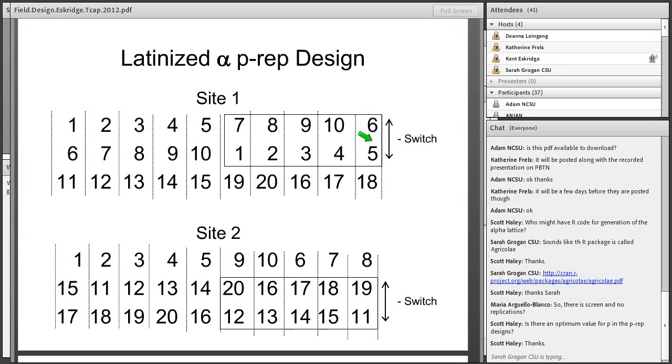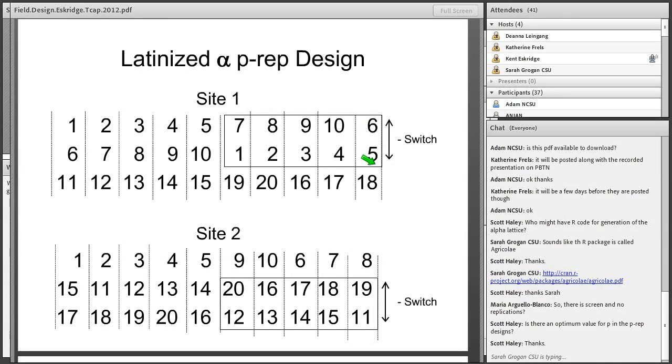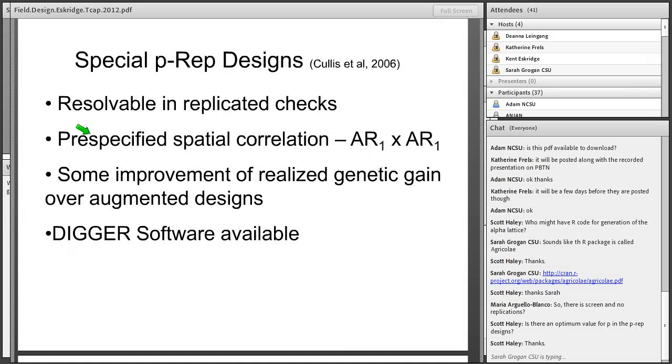Not only that, you can Latinize these alpha P-rep designs. If you think there's variation in two directions in your field, then you certainly could get an alpha P-rep design and then Latinize it. And in this example, I show how you can switch the original design, just switch these rows, so you don't have an entry appearing in a row more than once. Okay, so we could probably Latinize these things too, to remove some of the variation in both directions.